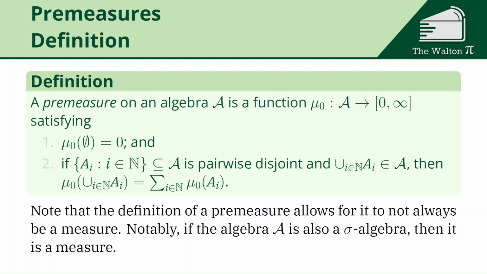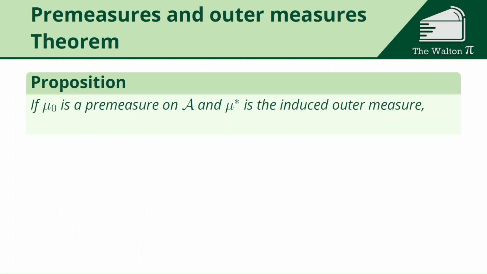If the algebra A was a sigma algebra, then it would be a measure, but it's not guaranteed to be a measure because we don't know for sure that A is going to be a sigma algebra. We just know it's an algebra, so we have to pay attention to that. It's not always a measure. I've been tripped up by this before. I'm just mentioning it so that hopefully you don't get tripped up on this in the future. So yeah, a premeasure is not always a measure.